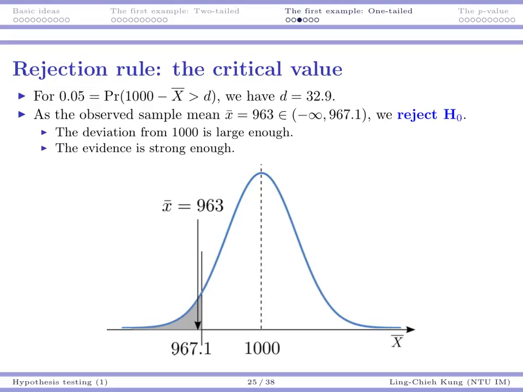So technically, please tell yourself how to do this. And then graphically, we now say that our rejection region is from negative infinity to 967.1. As long as x bar falls in the region, we should reject H0. And in our example, this is exactly what's happening. X bar is 963, which lies in the rejection region, and then we should reject H0. The deviation from 1000 is large enough, and the evidence is strong enough.